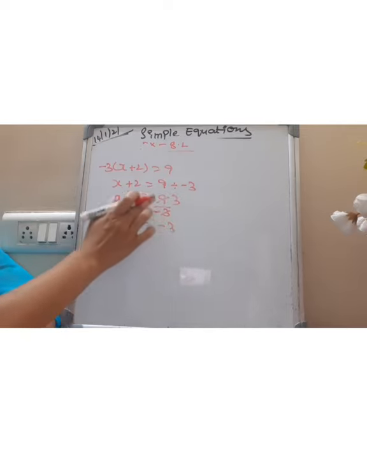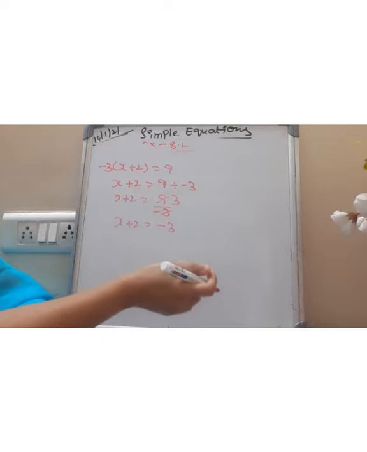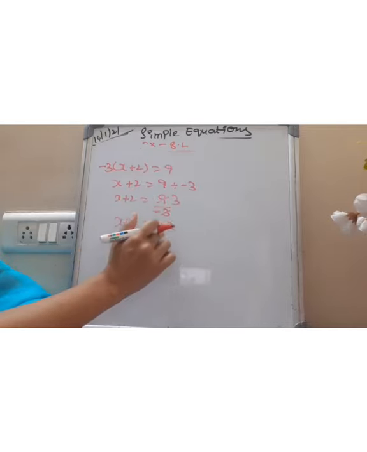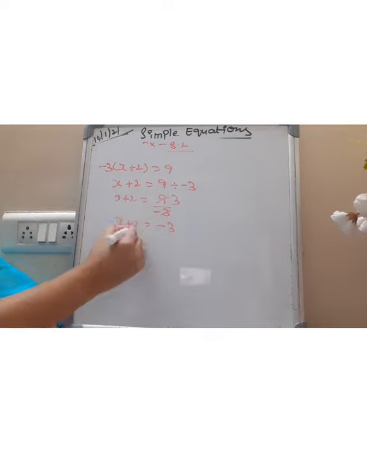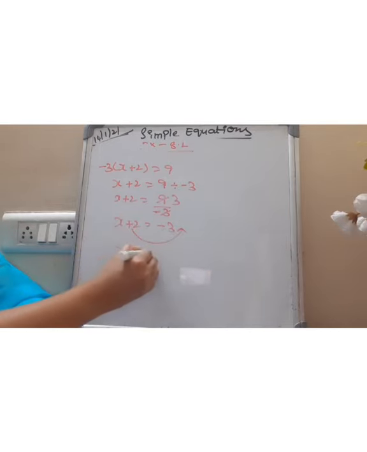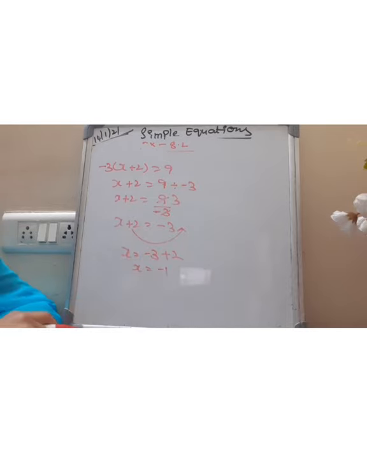This negative is there down, we will send it to the top, because of the standard form of the rational number, you all know this. So negative 3. Now we have to send positive 2 to the other side. So x is equal to negative 3 minus 2. So x is equal to negative 5. So we got the answer as x is equal to negative 5. Clear?